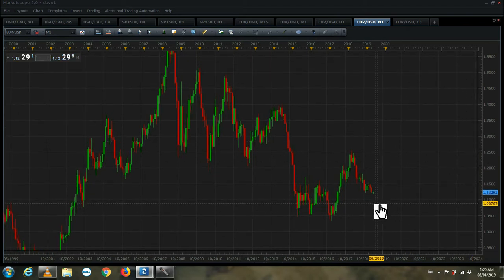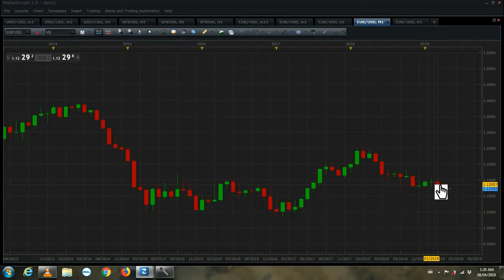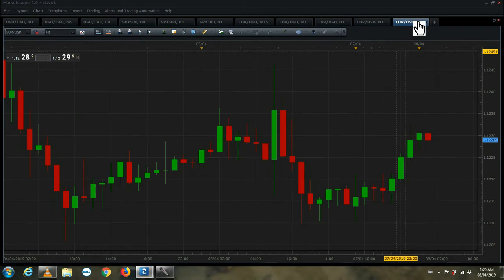So I guess the way to look at it is the monthly candle. So here we are in April. This candle represents all the trading in April, and this candle represents all the trading in March, and this candle represents all the trading in February, and so on and so forth.